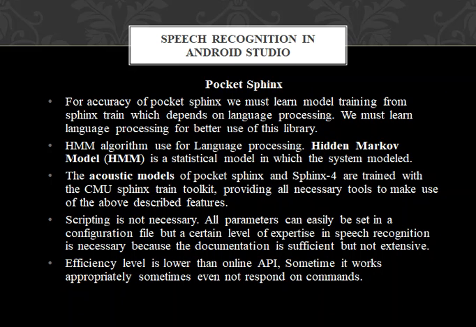The acoustic models of Pocket Sphinx and Sphinx 4 are trained with the CMU Sphinx Train Toolkit, providing all necessary tools to make use of the above described features. Scripting is not necessary. All parameters can easily be set in a configuration file, but a certain level of expertise in speech recognition is necessary because the documentation is sufficient but not extensive. Efficiency level is lower than an online API. Sometimes it works appropriately, sometimes it does not respond to commands.